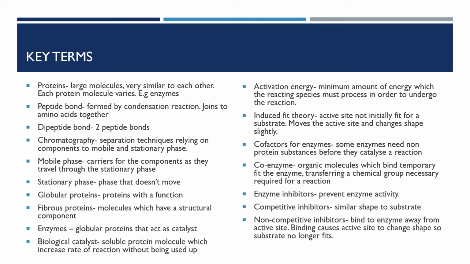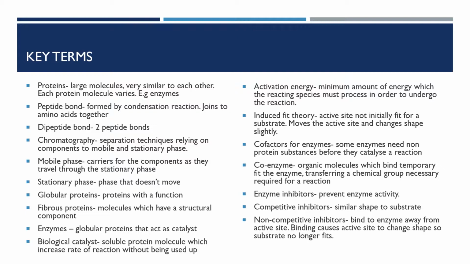So you have proteins, which are large molecules that are very similar to each other. The only real way that proteins differ from each other is with the R groups, but we'll get onto that. A peptide bond is formed by a condensation reaction which joins amino acids together, and amino acids form proteins. A dipeptide bond is two peptide bonds.